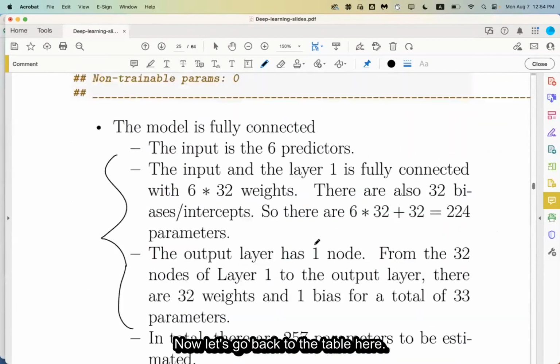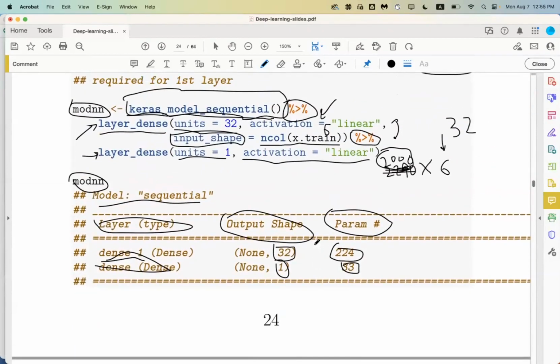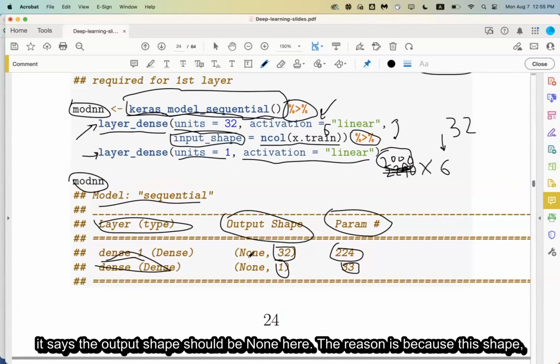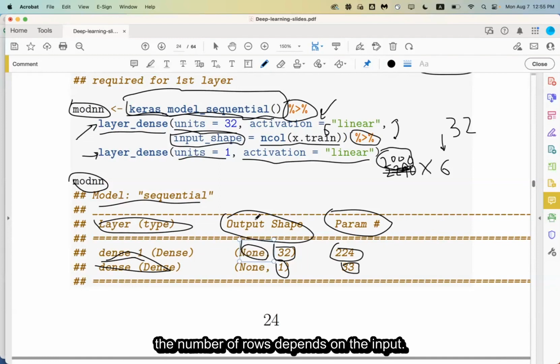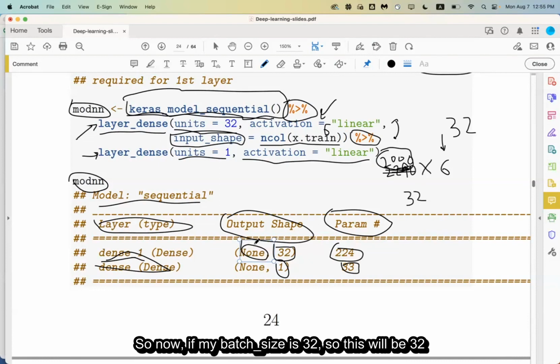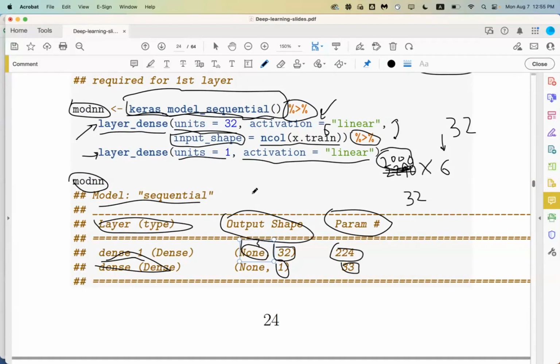Now let's go back to the table here. Remember earlier, it says the output shape equal to 9 here. The reason is because this shape, the number of rows, depends on the input. So now if my batch size is 32, this will be 32 times 32, right? And this will be 32 times 1. Okay, so it's not necessarily 2,000 here.